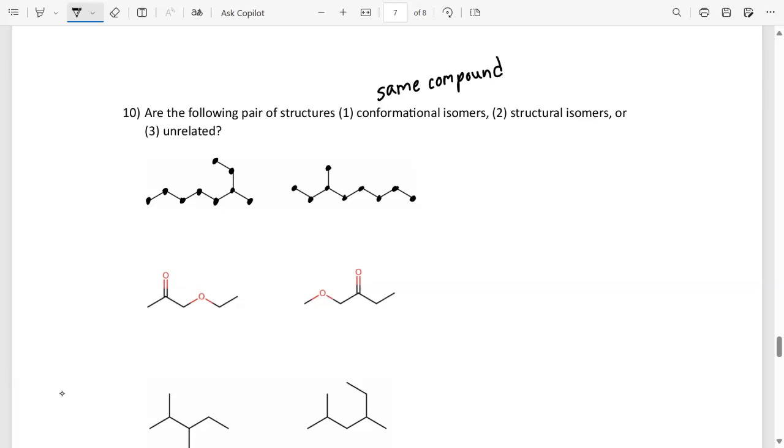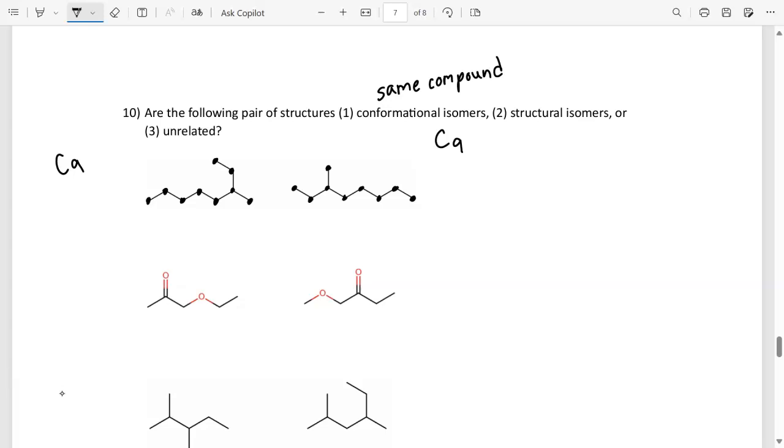So if we want to find the molecular formula, we first want to count up the number of carbons. So that's 1, 2, 3, 4, 5, 6, 7, 8, 9 carbons on that first one. And then on the second one, we've got 1, 2, 3, 4, 5, 6, 7, 8, and 9. So both have 9 carbons. Remember, they have to have the same molecular formula to even be considered isomers.